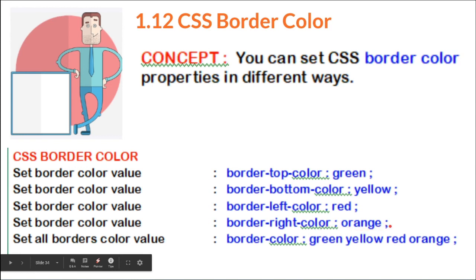and then border right color we set to orange. We can also just use a brief version, which is border color, and then we can give it 4 colors, starting from the top. So we go top, right, bottom, left. Saves a lot of space.